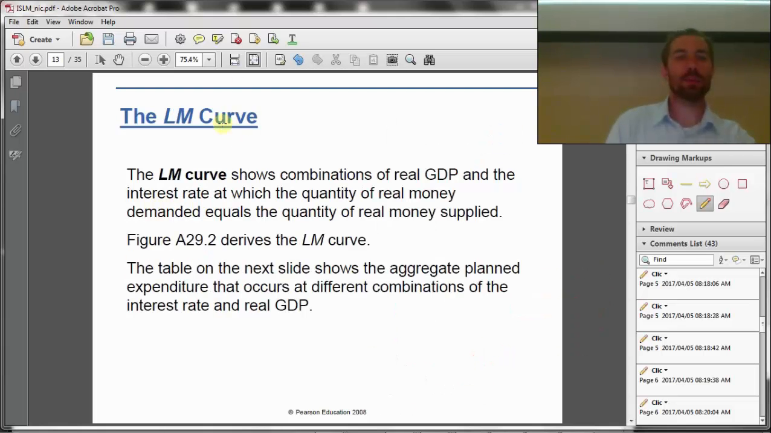So then, the LM curve. What is the LM curve all about? It shows us the combinations of real GDP and interest rate again, except that now we're looking at equilibrium in the money market. In other words, the point at which the quantity of real money demanded equals the quantity of real money supplied. So we're talking about equilibrium in the money market.